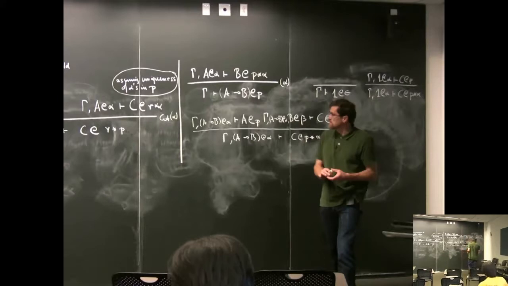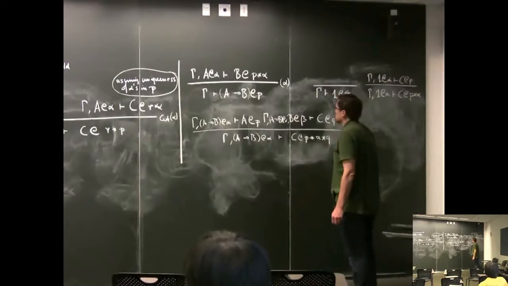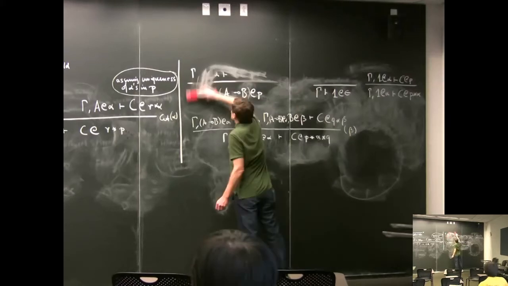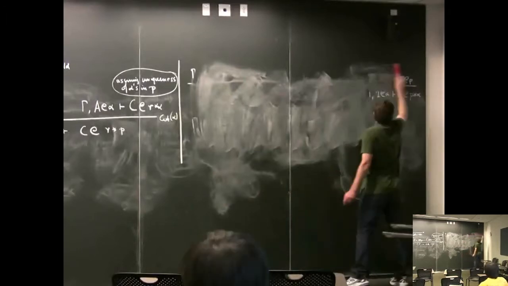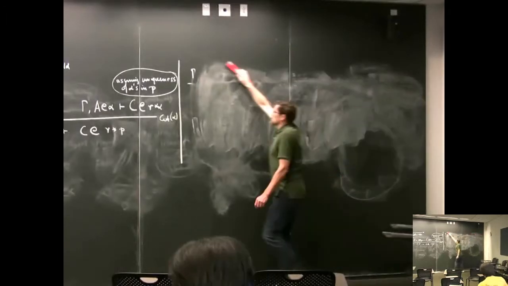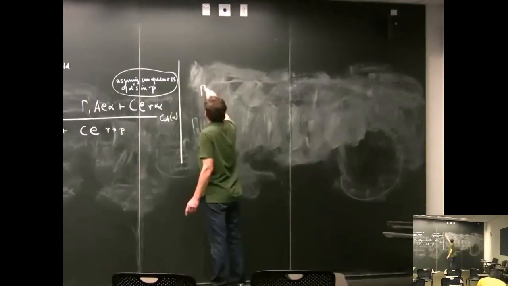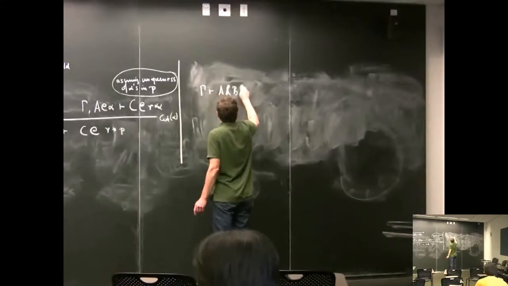So now let's look at the additives just to see what's happening there, and then the exponentials. Gamma proves A with B at P.